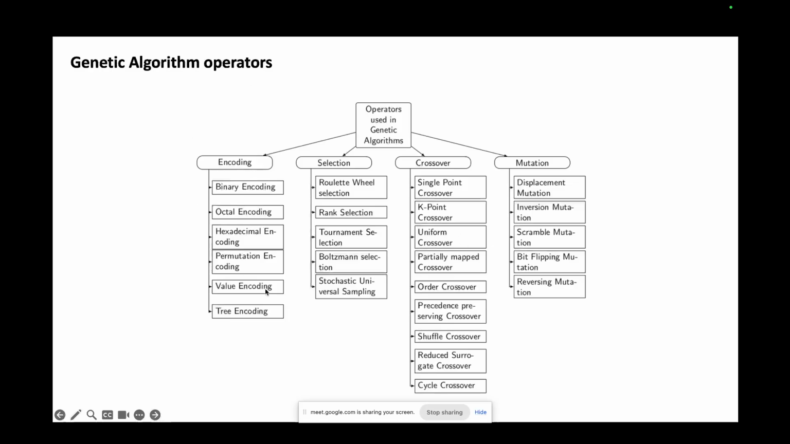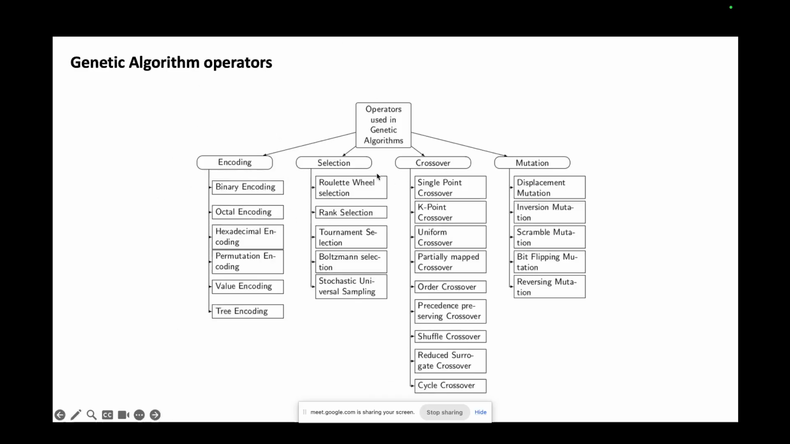So leaving the encoding part aside, as you were asking, how does a differential equation fit into a 0 1 kind of a system? It's not always 0 1. It's one of the forms. It's binary encoding. You can have a whole set of encodings. For a differential equation, I'll probably go with a value encoding. So I'll put the values of the parameters in as genes and constitute the whole chromosome. So encoding is one part.